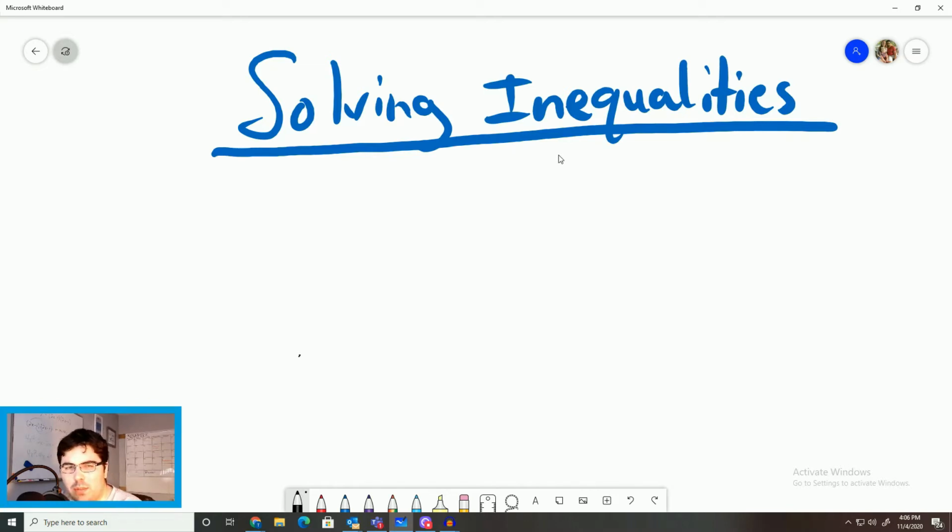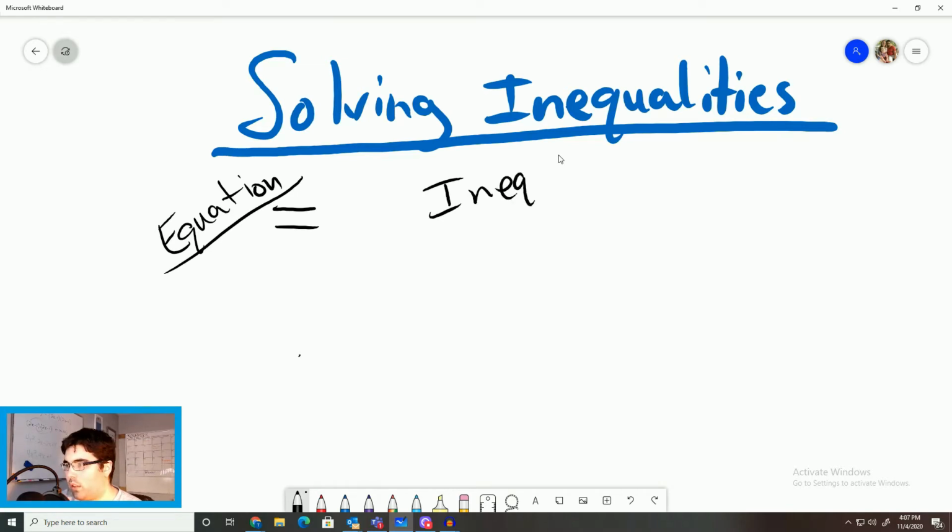We don't typically spend a lot of time on solving inequalities in algebra, and the reason for that is it's basically the same process as just solving an equation. There are just certain rules that you have to remember. Specifically, when you're solving an equation, you just have an equal sign. But when you're solving an inequality, you have four different signs that can show up.